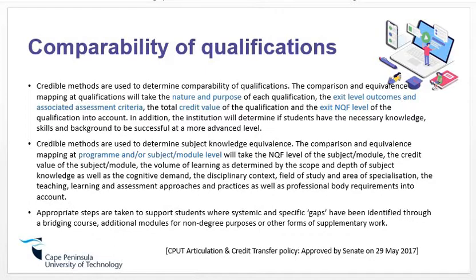Finally, if you are going to consider how applicants from other programs could be admitted to your program, you would need to compare these qualifications and programs with yours. So you would need to consider the nature and purpose of each qualification, the exit level outcomes and associated assessment criteria, the total credit value of the qualification, and the exit NQF level, which would need to be one level below the entry level of your program.